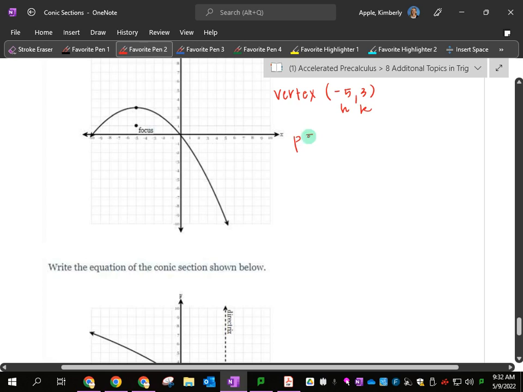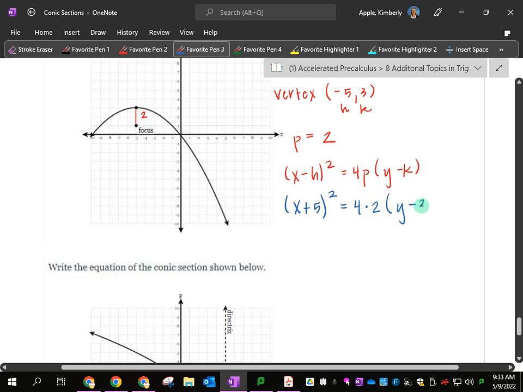What is the value of p? 2 is the distance between the vertex and the focus. This is p. I mean, we pretty much got everything we need. We need to know which formula to use. It opens up versus down, so we'll use the one where the x is squared. So this is the formula I'm going to use. It'll be x minus h squared equals 4p times y minus k. And now I'm just going to start plugging things in. So this will actually be x plus 5 squared equals 4 times 2, and then y minus 3.